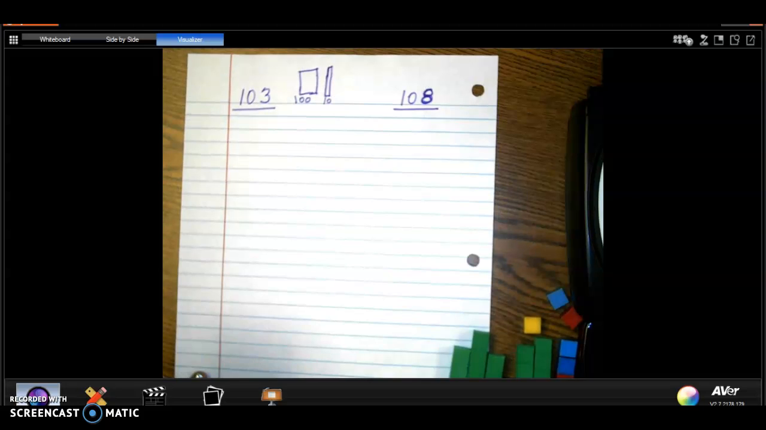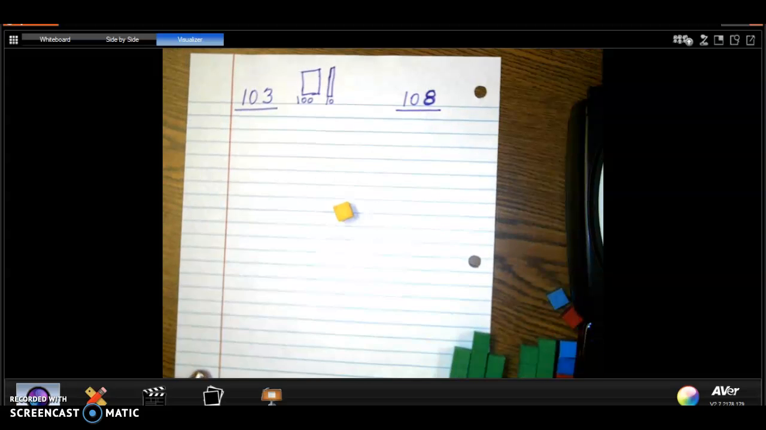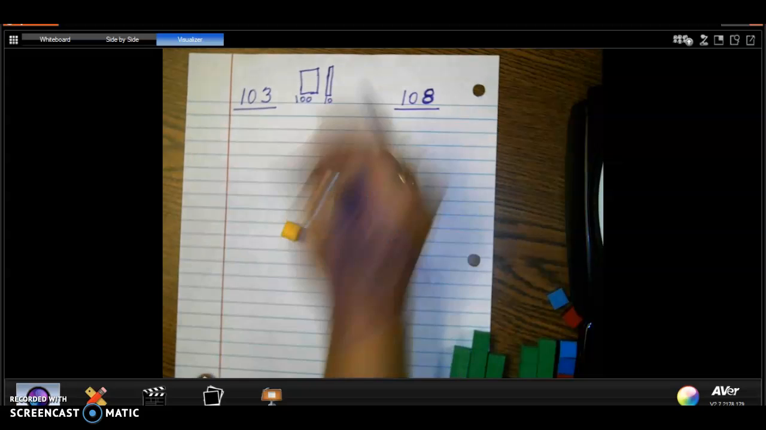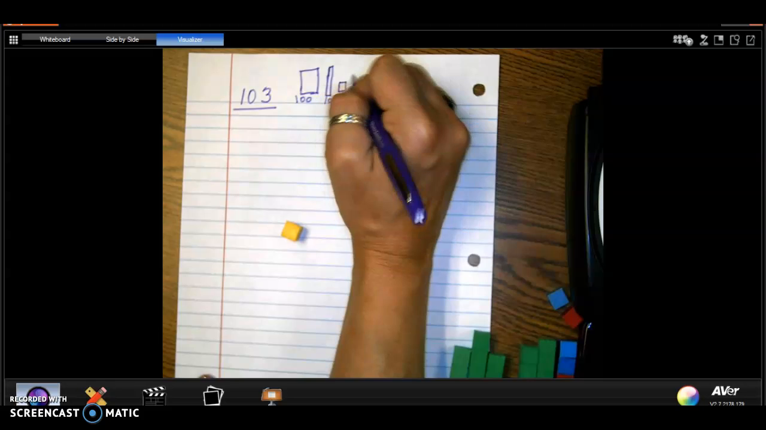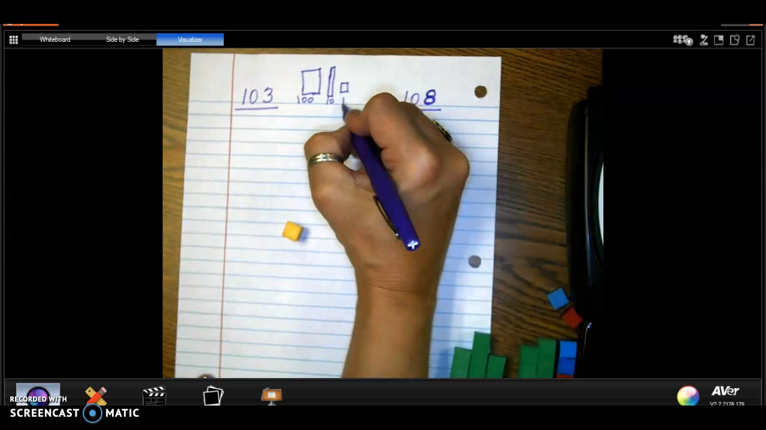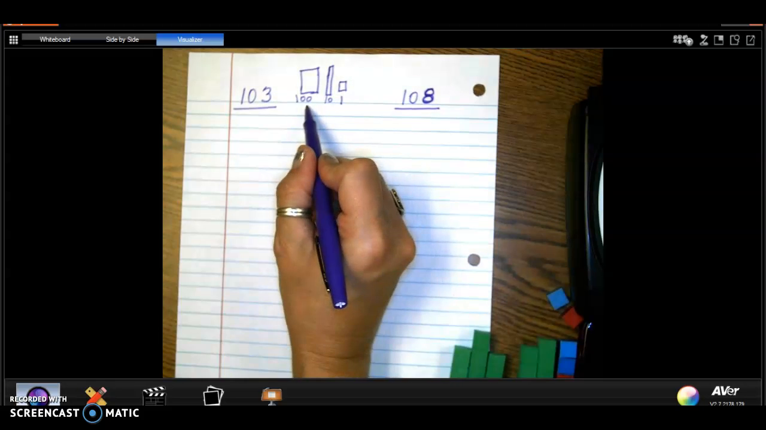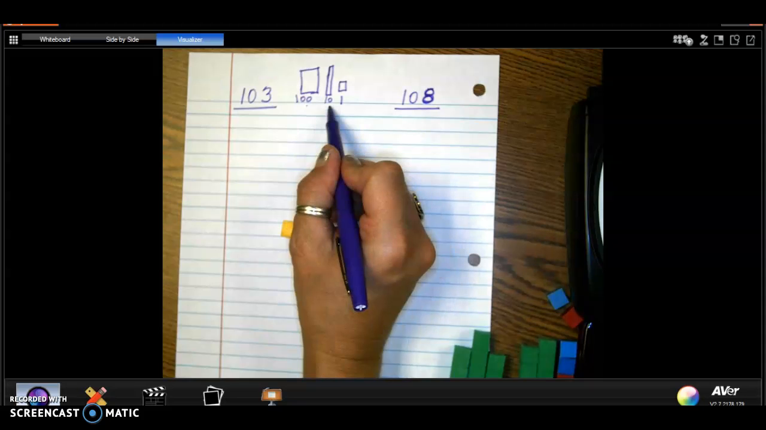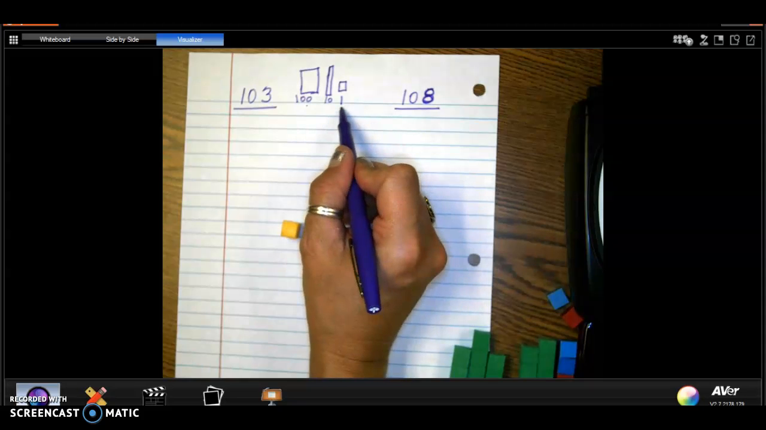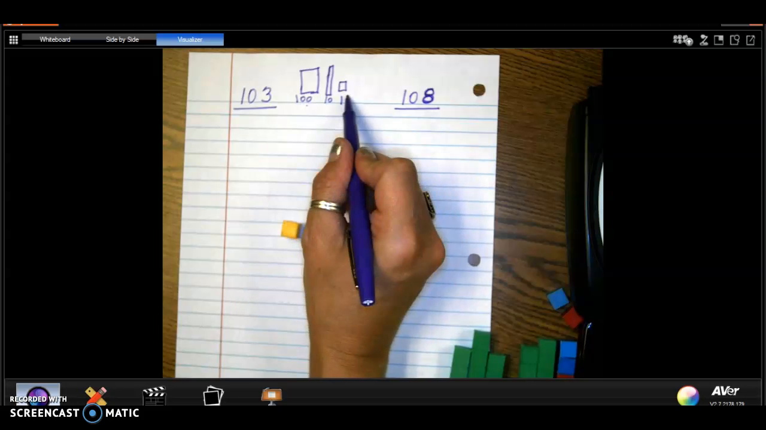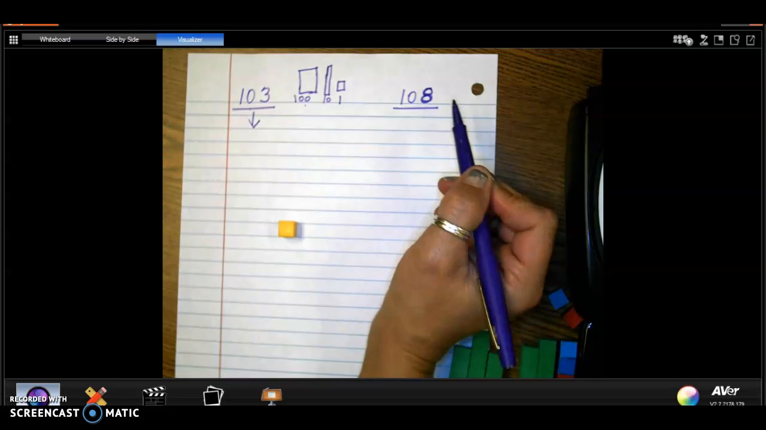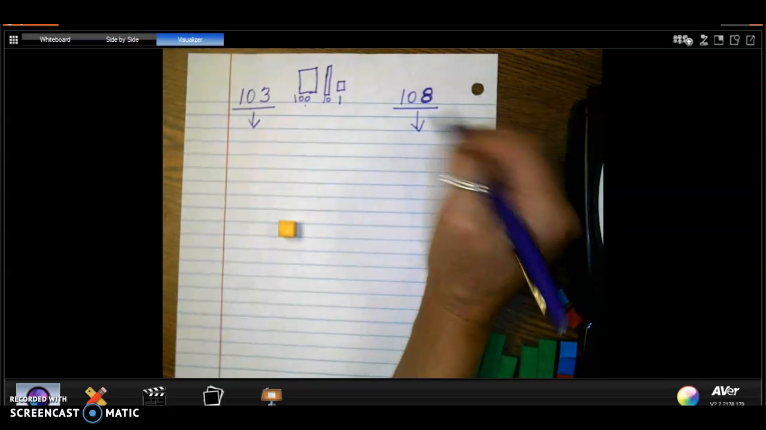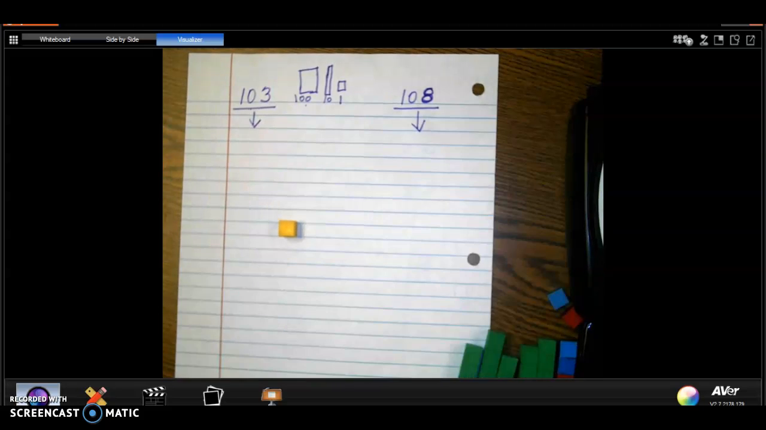Now what can we draw for our units? A little square or a circle. Remember the quick pictures? We just drew lines and circles. You can do that also. So the big square would be 100. That's a flat. A 10 is a long, and a 1 is a unit. And you can draw these pictures to make this number 103 and 108 in your journal. Then you're going to take a picture and turn it into your teacher.